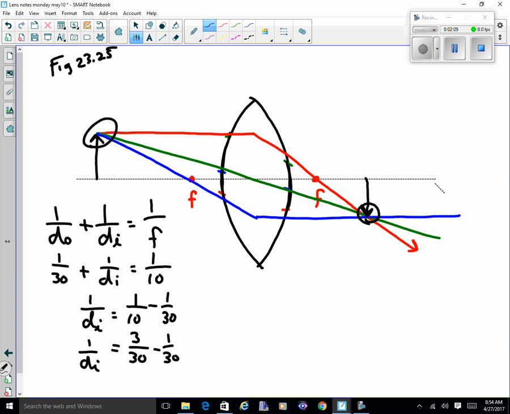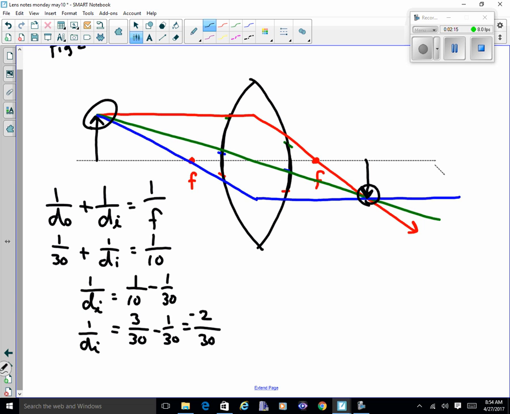Actually, it's a negative 2 over 30. And then you flip it. Oh, it's not a negative 2, I'm sorry. I was wrong there. It's a positive 2. You flip it over, and that gives you an image distance of 15 centimeters. And since it's positive, that means it's going to be real. We can actually project it on the screen.